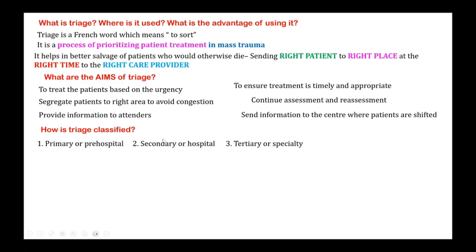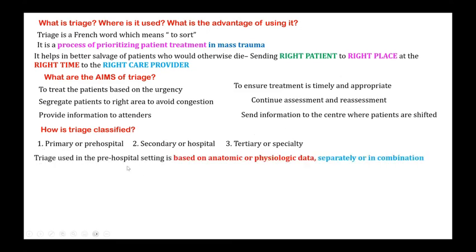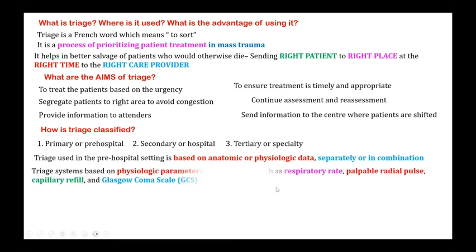And once they come to the hospital, again you have to do a triage to see which locations they have to be referred to and how to prepare. And once they go to the specialty, there again the triage becomes much leaner. So the most intense triage is done at the primary level. Pre-hospital triage is based on the anatomic and physiological data, either separately or in combination.